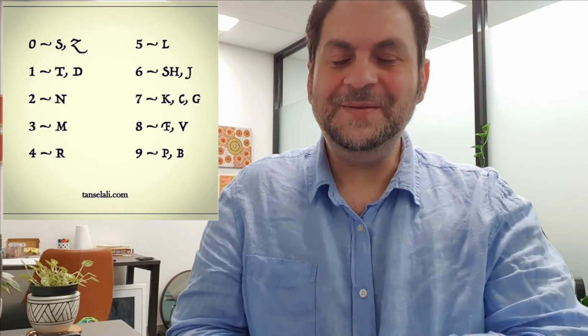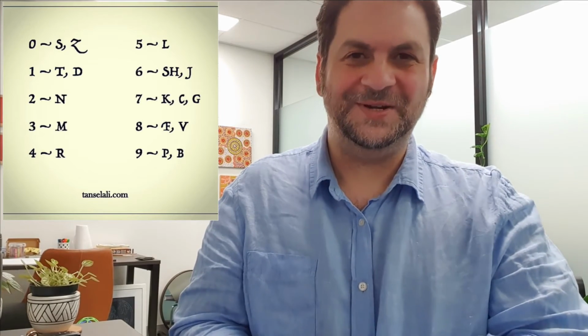So in summary, let's go through from 0 to 9. 0 is what? S or Z. Number 1, T or D. Number 2 is N. Number 3 is M. Number 4 is R. Number 5, L. Number 6 is sh, j, ch. Number 7 is a k, g sound. Number 8 is F or V. And number 9 is P or B.